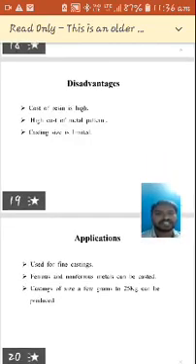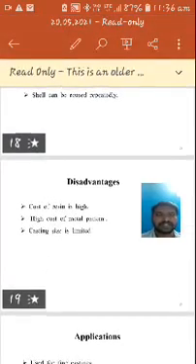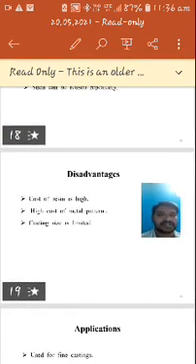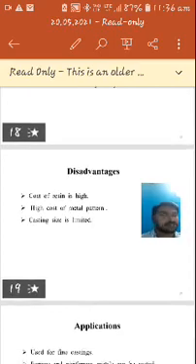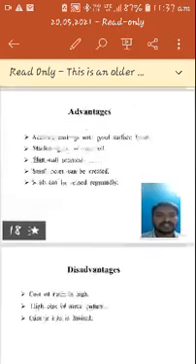Here we have a few disadvantages. The cost of resin is high. The cost of the metal pattern is also high. The casting size is limited. So these are the disadvantages. As usual, since we use resin for preparation of the mold, the resin cost is high. The metal pattern is also high cost. The size is limited, but a small size can be prepared by using these thin shells. That is the disadvantages.